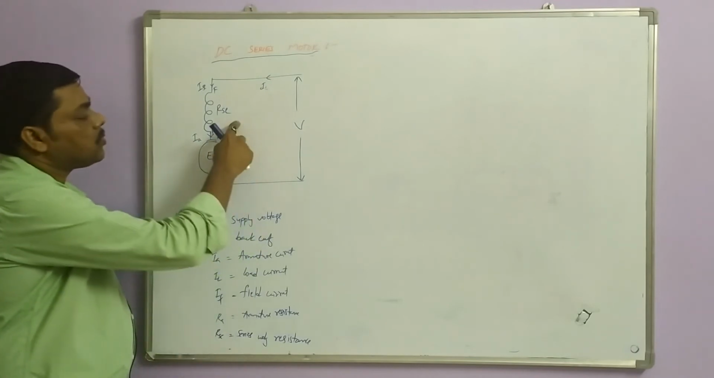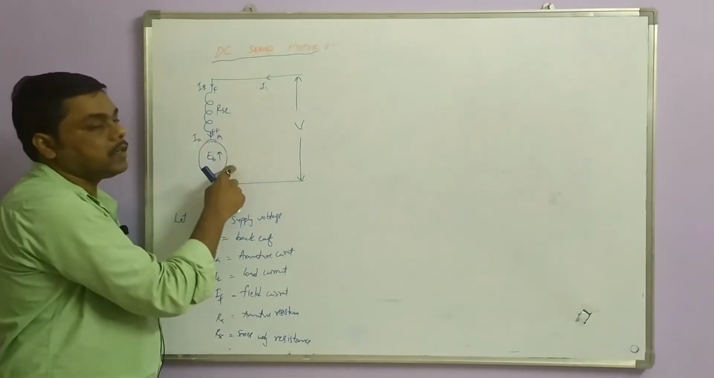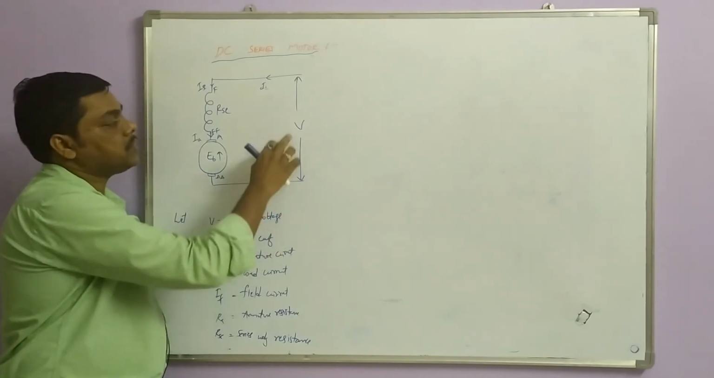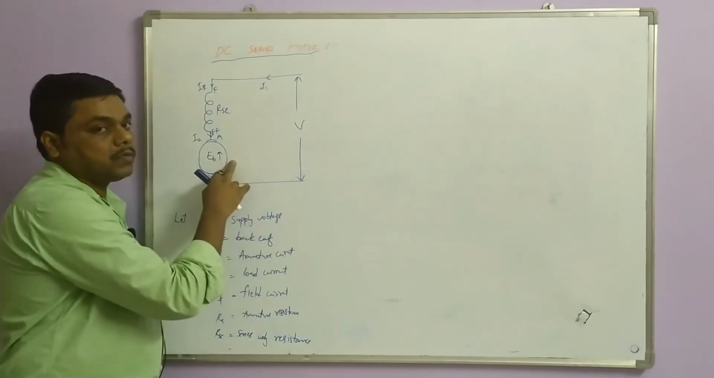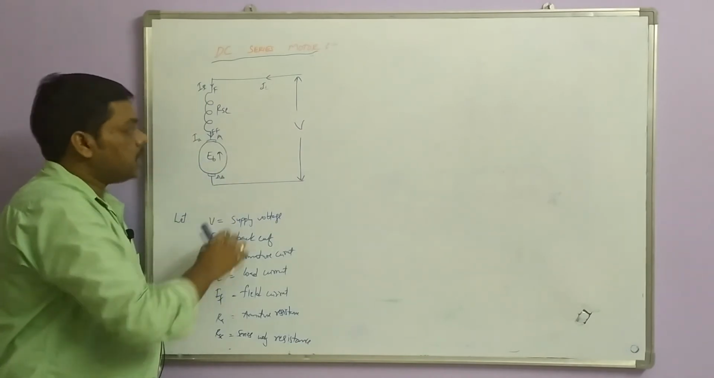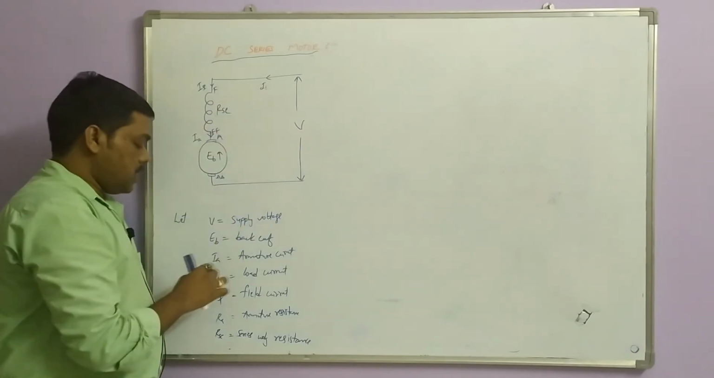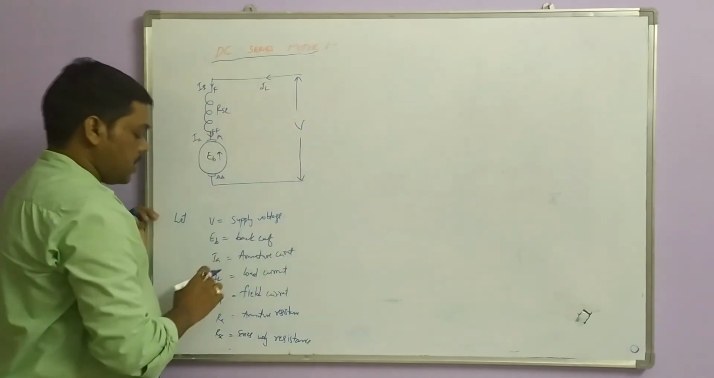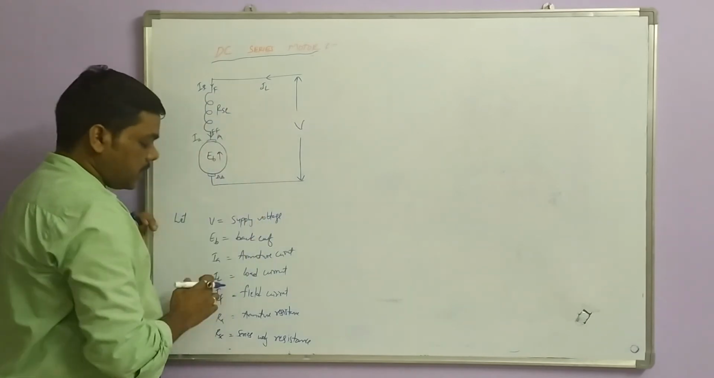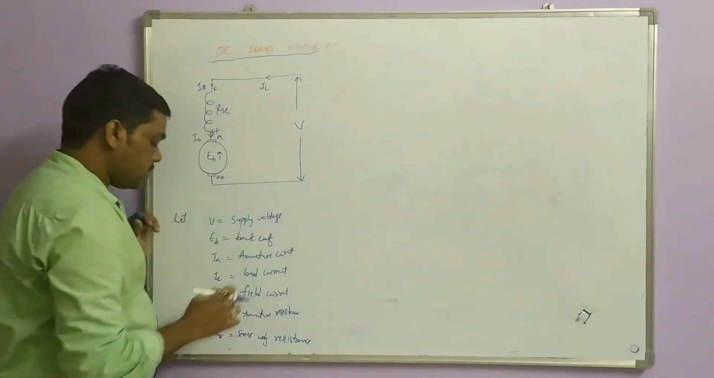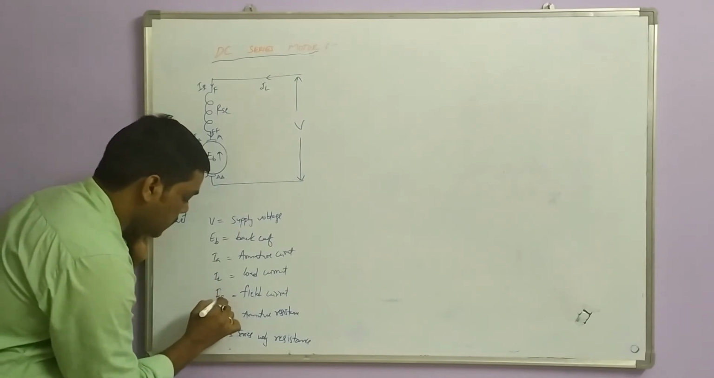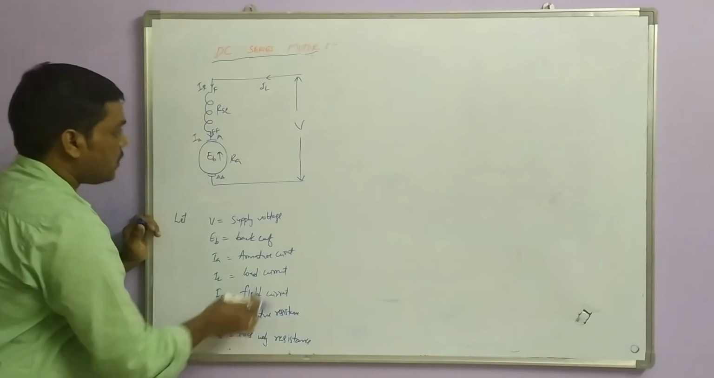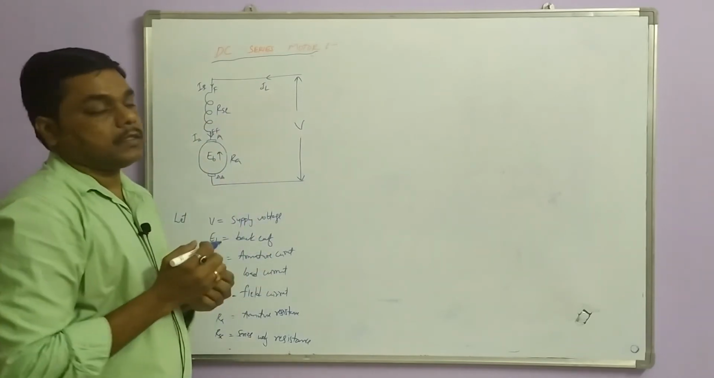This will be the series motor. Series winding is connected in series with the armature winding. So V is the supply voltage and EB is the back EMF or generated EMF in the motor, and IA is the armature current, and IL is the load current here, and IF is the field current. So here it is the series current, we can take it as ISC, and RA is the armature resistance and RSC is the series winding resistance.